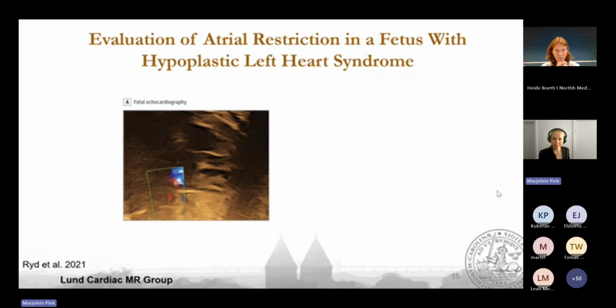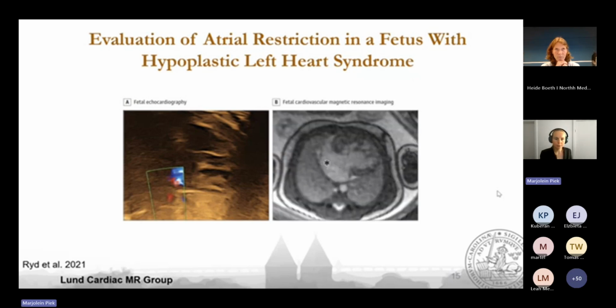A third case. Here on the left, we see a fetal echo with poor acoustic window. But on CMR, we could show there was a single ventricle with a large intra-atrial communication, as depicted by the asterisk, and there was no nutmeg pattern visible. A nutmeg pattern is indicative of pulmonary lymphangiectasia associated with poor postnatal outcome. And based on this, normal vaginal delivery was planned.